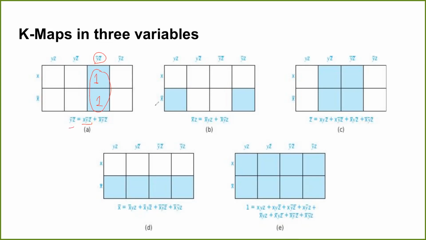Similarly, if I have the terms x bar, y, z and x bar, y bar, z, as I already told you, are these two cells adjacent? Can I combine them? Yes, because they differ in only one literal. You can see they differ only in y, and z is what we can take common between them, right? So you can do it like this. This is allowed.